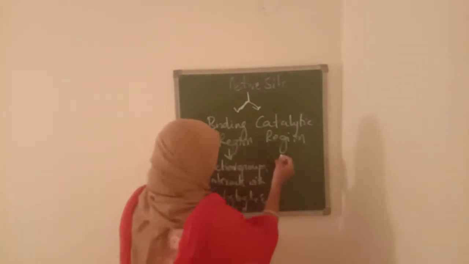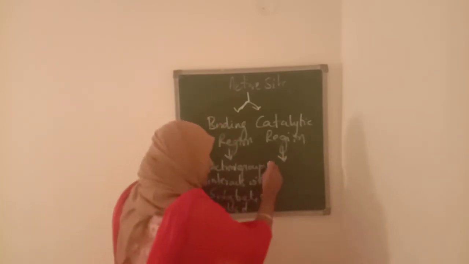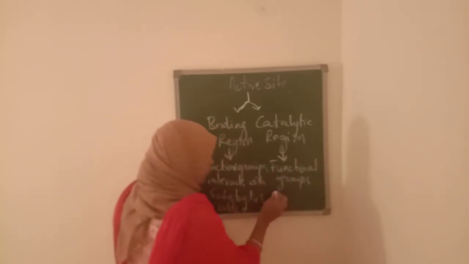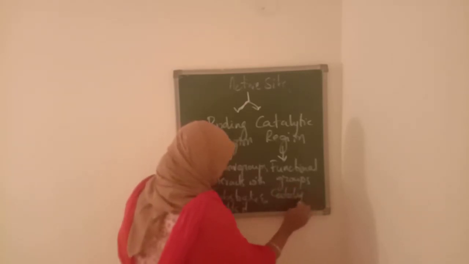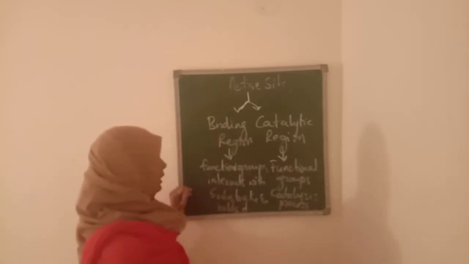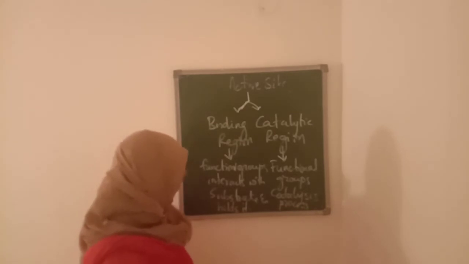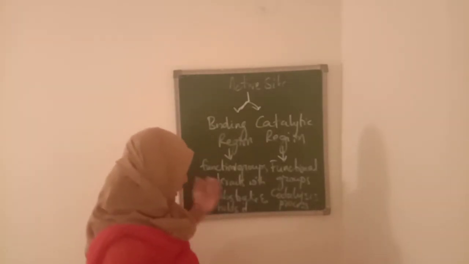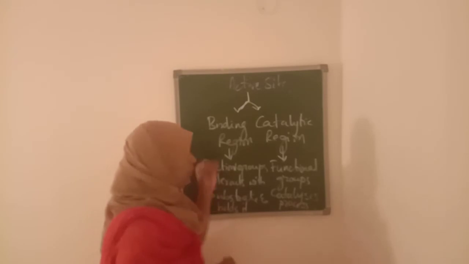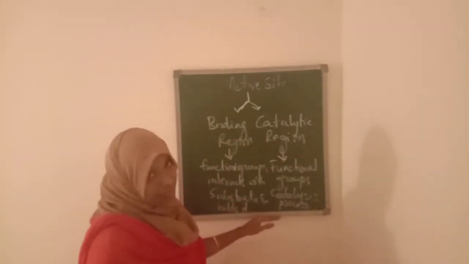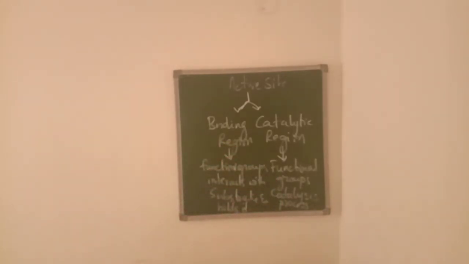And then it should again have the catalytic region. The catalytic region again has functional groups, and these are involved in the catalysis process. Okay, the major components of the active site are the binding region and the catalytic region. The binding region contains the functional groups that interact with the substrate and hold it. The catalytic region contains the functional groups that are involved in the catalytic process, or catalysis.